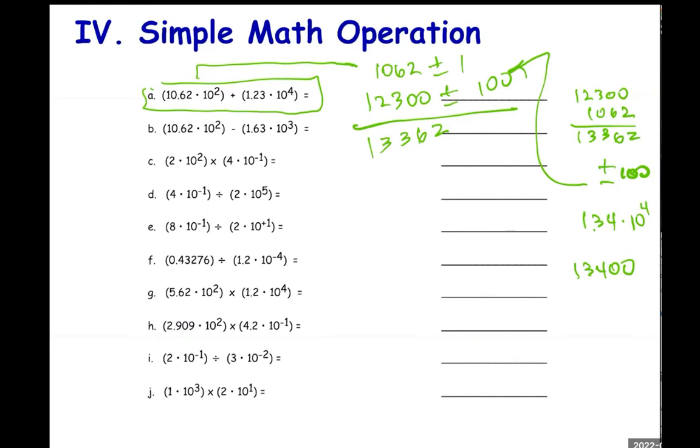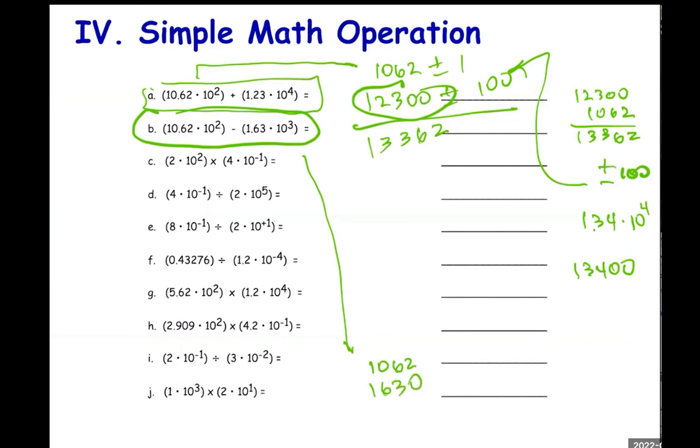So again, with addition and subtraction, you're looking at the data that you're using, looking for the least precise, the one that has the biggest error, and you're rounding off based on that. Let's try another one right here, because the rest of these are multiplication and division. So this one again is 1062. And in this particular case, I'm subtracting 1.63 times 10 to the third. 1.63 times 10 to the third is 1630.